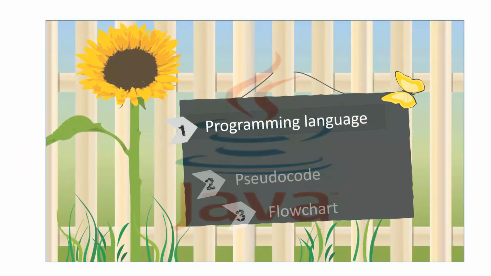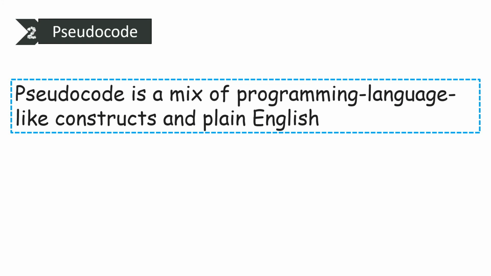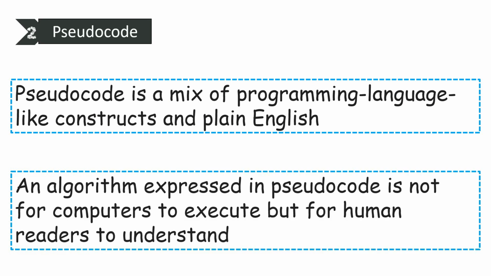The second notation for algorithms is pseudocode. What is a pseudocode? A pseudocode is a mix of programming language-like constructs and plain English. An algorithm expressed in pseudocode is not for computers to execute, but for human readers to understand.